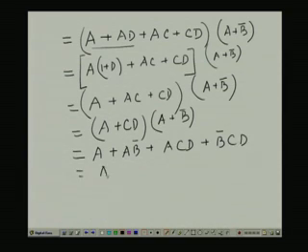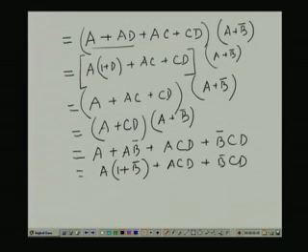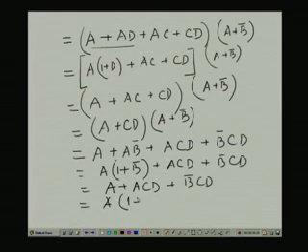Now, from here A into 1 plus B bar plus A C D plus B bar C D. From here 1 plus B bar equal to 1. So, again A plus A C D plus B bar C D. Now, again if I take A common, this becomes 1 plus C D plus B bar C D. Now, see 1 plus C D is 1, so this equals A. So, this becomes A plus B bar C D.